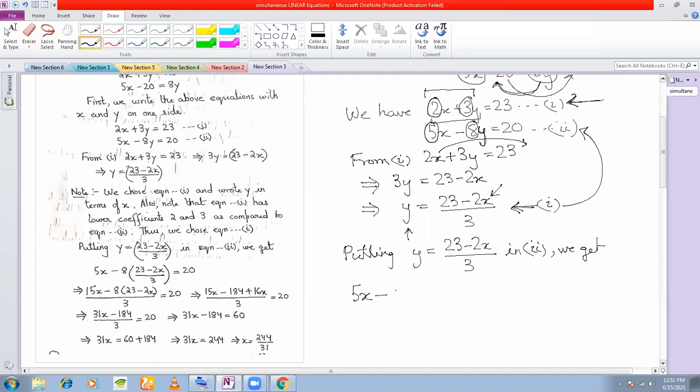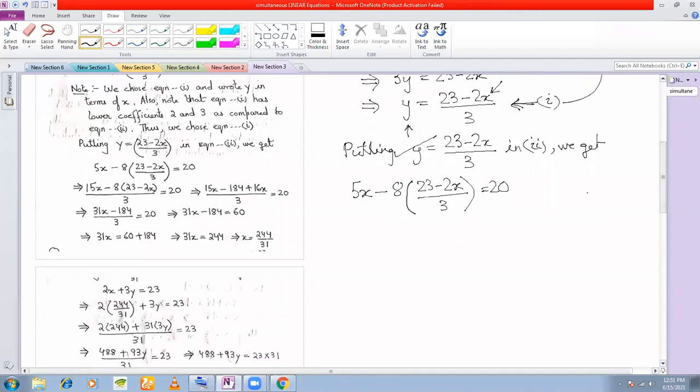We get 5x minus 8. You have a y here. So what I'll do is, instead of y, I'll substitute the value of y which I have got here. I've got 23 minus 2x divided by 3 is equal to 20. Now this is a linear equation in x which you can solve very easily.